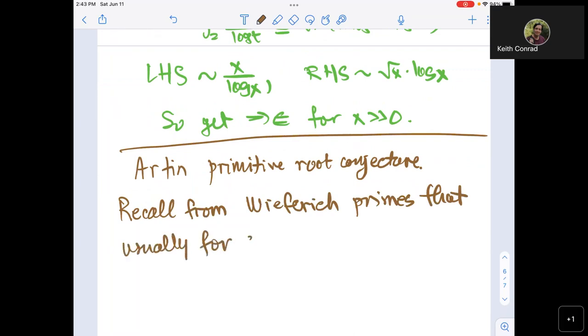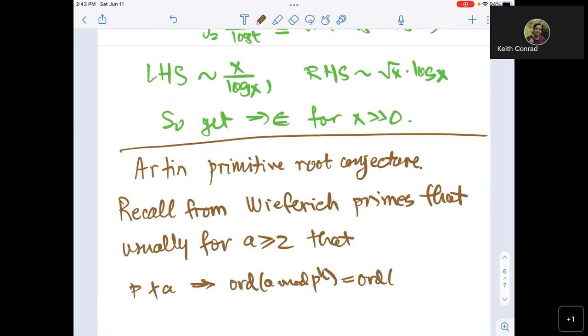let's say for integers at least two, usually if a prime P doesn't divide A, the order of A modulo every power of P is just the order of A mod P times P to the K minus one, right? As you ramp up the modulus, the order increases by a factor of P every time. Now, of course, if P is a Wieferich prime base A, it doesn't happen. Sometimes the order stabilizes, but eventually it'll start going up. But in any case, typically this happens.